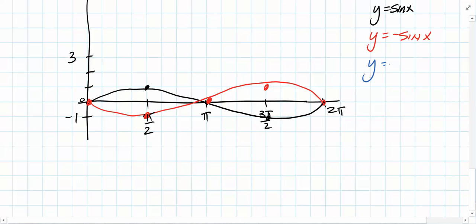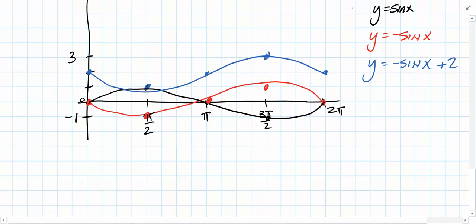And then my last graph, I'm going to graph negative sine of x, and then a +2. So that physically pushes my graph up 2 units. So each red dot goes up 2 units. 1, 2, 1, 2, 1, 2, and then finally 1, 2. All right? So our end graph would look like this.